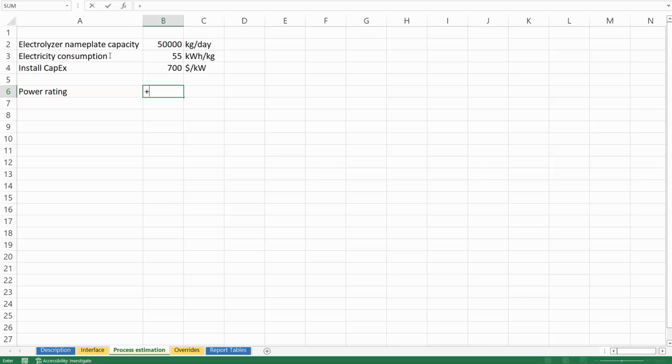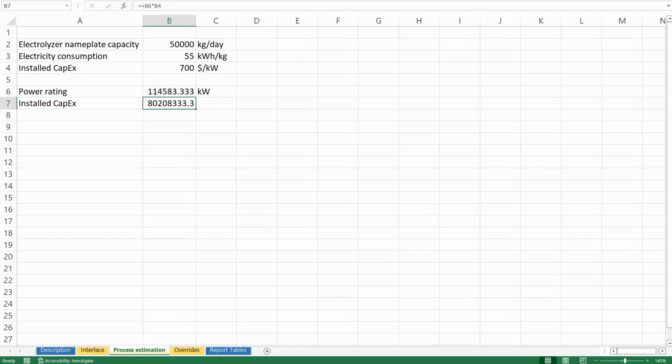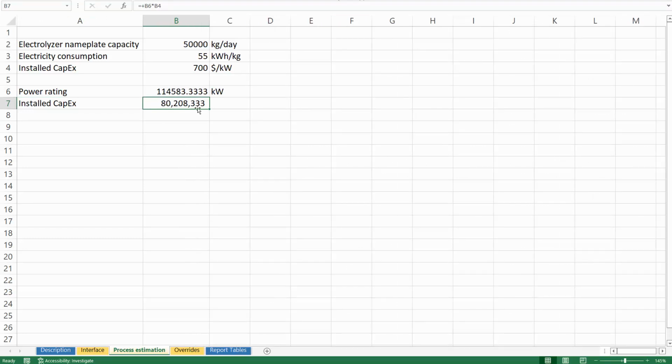Power rating is going to be how much can be produced in 1 hour, times the kilo by 24. So in 1 hour, it's going to be able to produce the nameplate capacity divided by 24. And then if we multiply by kilowatt hours per kilogram, this is going to be the kilowatt rating of the electrolyzer. So if you want a quick estimate of the CapEx, in terms of dollars, we can say the kilowatts times the dollars. So rough estimate, this electrolyzer would cost us $80 million.